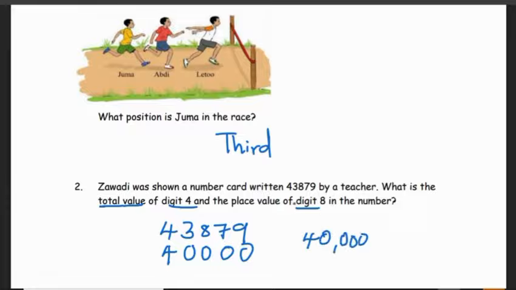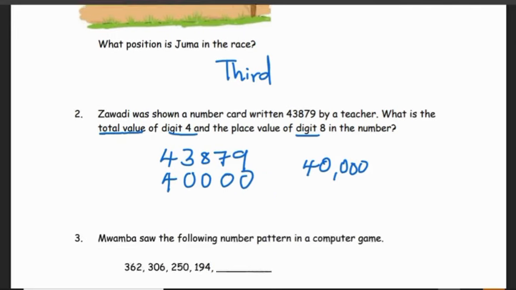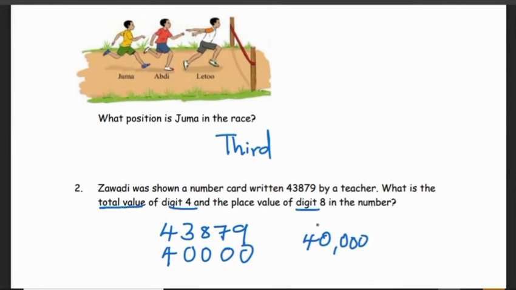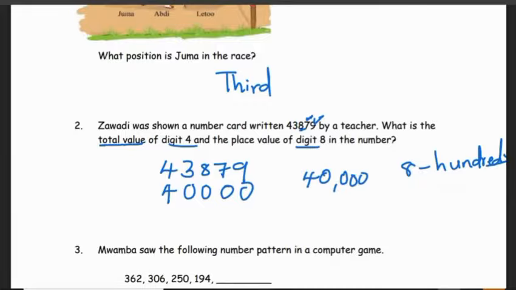The next part, you're being asked the place value of digit 8. So let's see, we write the place value of all the numbers. So 9 is ones, then tens, then hundreds. So 8 is in the hundreds. Now let's go to the next question.